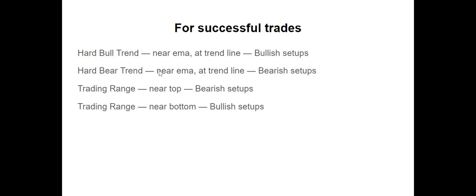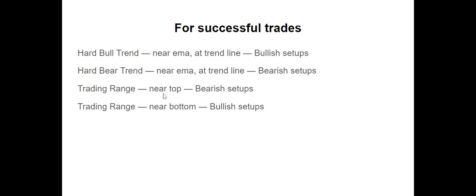So for successful trades, what we observed in a hard bull trend is the context is a hard bull trend. The location should be near the EMA and a trend line. Then you should look for bullish setups. Then you should go with the trend trades, you should go long. In a hard bear trend, that is the context. Near the EMA and a trend line is the location. Then you should look for bearish setups, which means you should go short.